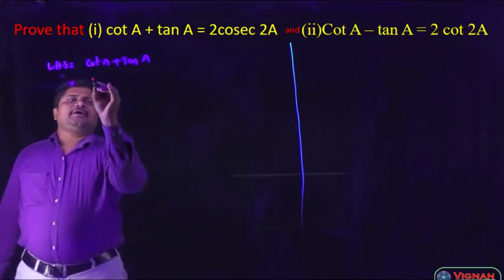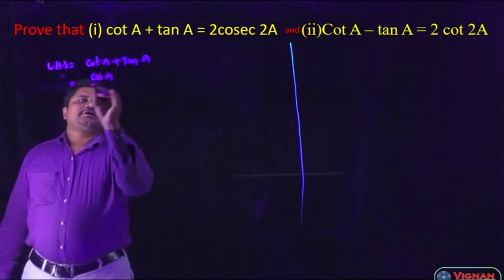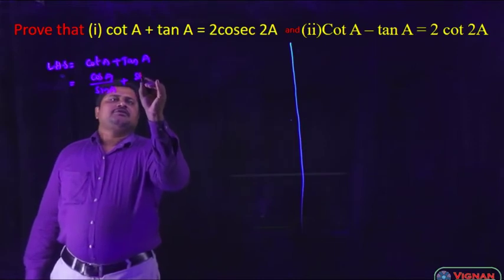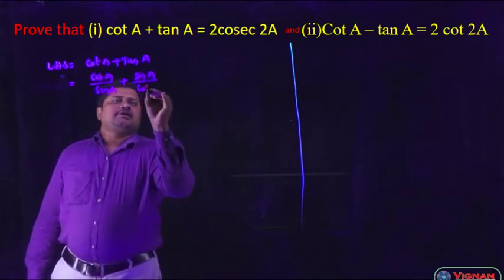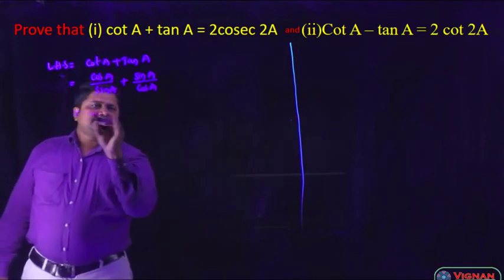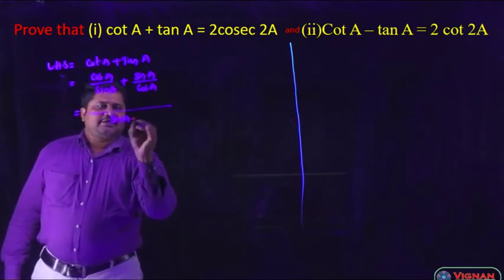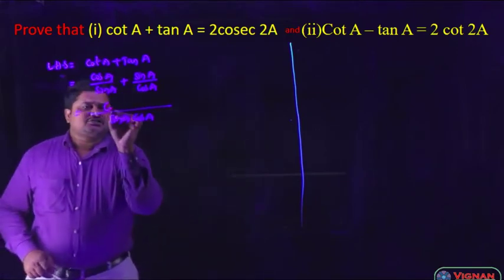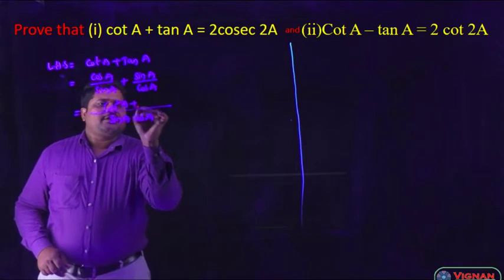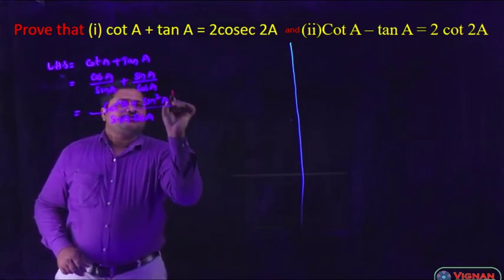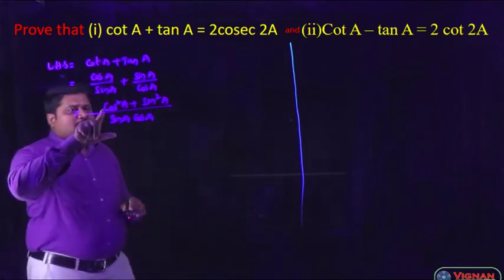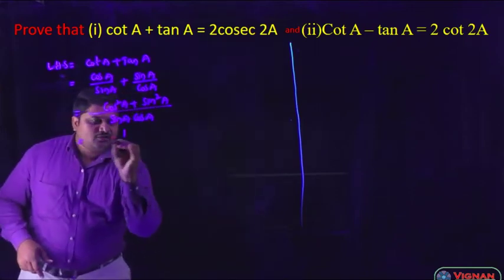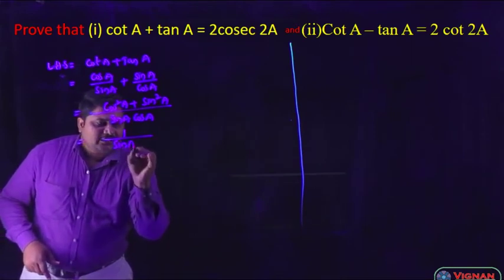We can write cot A is equal to cos A by sin A, and also tan A is equal to sin A by cos A. LCM is sin A cos A. Here cos A into cos A, cos square A plus sin square A. We know that already cos square A plus sin square A is equal to 1. The next step is 1 by sin A cos A.